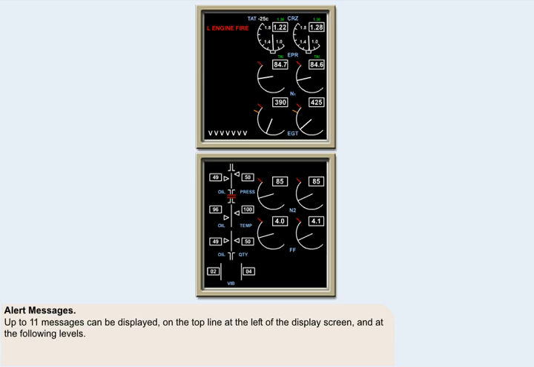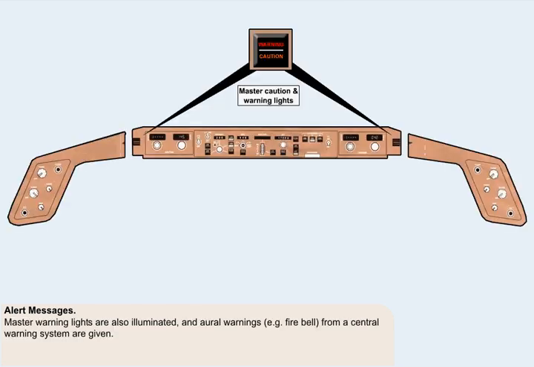Up to 11 messages can be displayed on the top line at the left of the display screen and at the following levels. Level A. Warning requiring immediate corrective action. Level A warnings are displayed in red. Master warning lights are also illuminated, and aural warnings, for example the fire bell, from a central warning system are given.